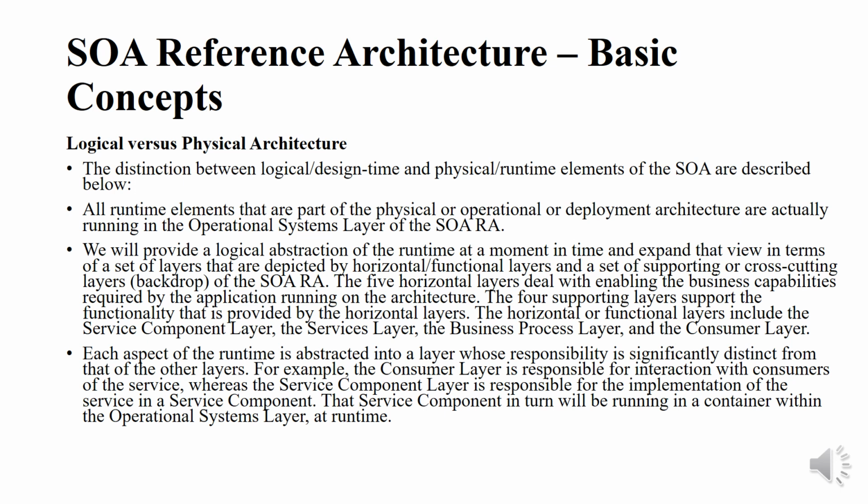The horizontal or functional layers include the service component layer, the service layer, the business process layer and the consumer layer. Each aspect of the runtime is abstracted into a layer whose responsibility is significantly distinct from that of the other layers. For example, the consumer layer is responsible for interaction with consumers of the service, whereas the service component layer is responsible for the implementation of a service in a service component, and that service component in turn will be running in a container within the operational system layer at runtime.